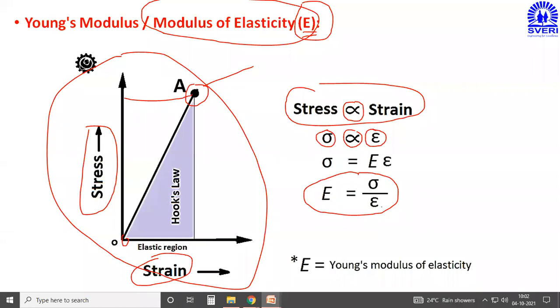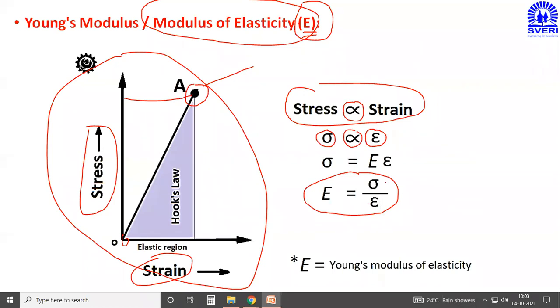But here which type of stress and which type of strain is very, very important, because there are basically three types of elastic constants: Young's modulus E, bulk modulus K, and modulus of rigidity G. All the three elastic constants have the same definition, that is stress upon strain. This is the common definition for all the elastic constants, but which type of stress and which type of strain, that is very important. So here Young's modulus capital E is equal to stress upon strain.